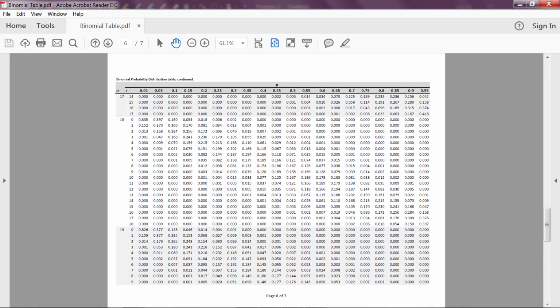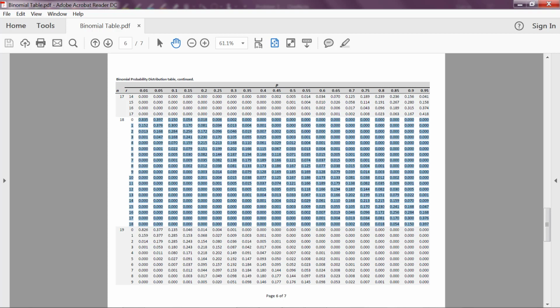Here's our tables. And right here, you can see that we have 18. Let me see if I can highlight that. We have n right there. Oops, not all the way over, just right there. That's n. And so here we have n is 17, n is 18, and n is 19. So for our example, n is equal to 18. So this is the section where we are going to be looking for our probability.